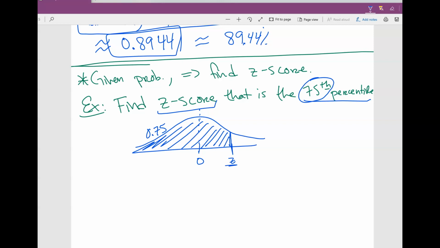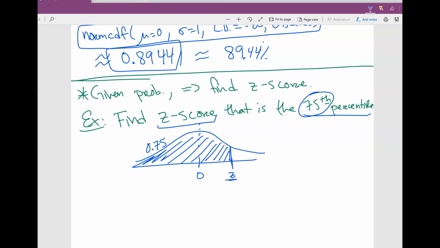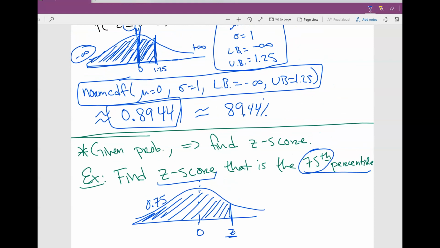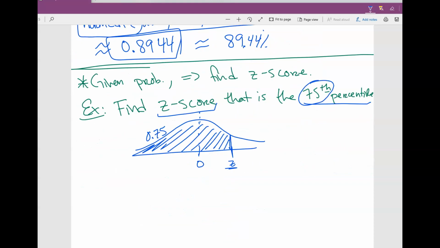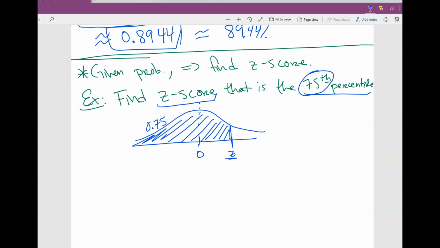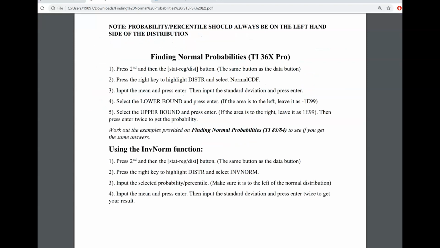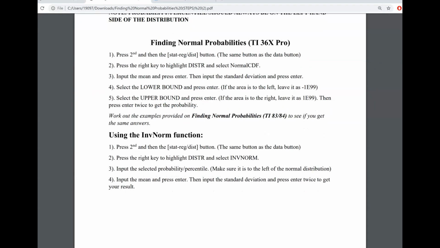What we're going to do instead is not use normal CDF, because normal CDF gives us the probability given a z-score. Now we want to find the z-score given the probability. So we're going to use something called inverse normal. If you see here, inverse normal is basically doing the opposite. Therefore, you have the INV.